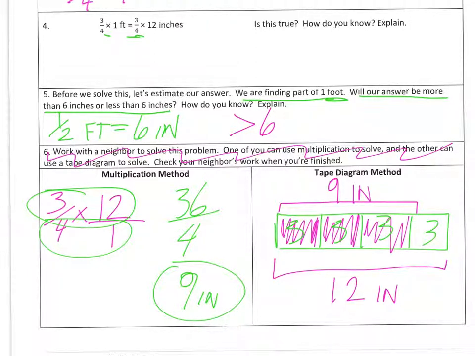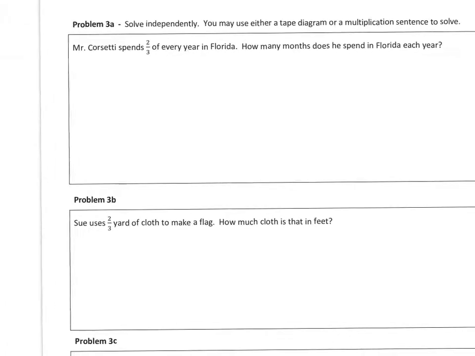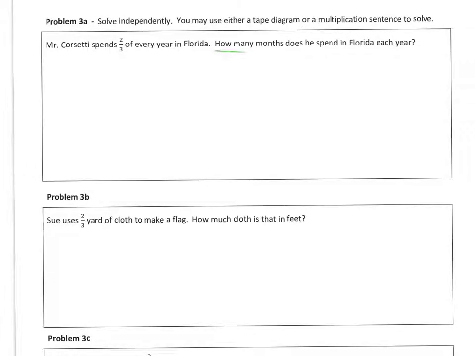Awesome. I would like you to solve these problems on your own. However, I'm going to give you a hint. Mr. Corsetti spends 2/3 of every year in Florida. How many months does he spend in Florida each year? I'm going to remind you there are 12 months in a year.